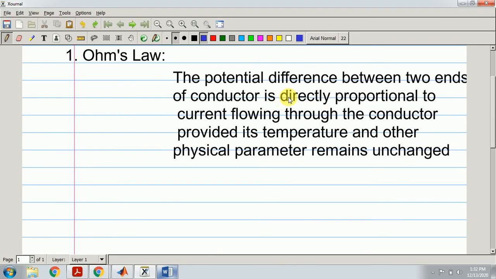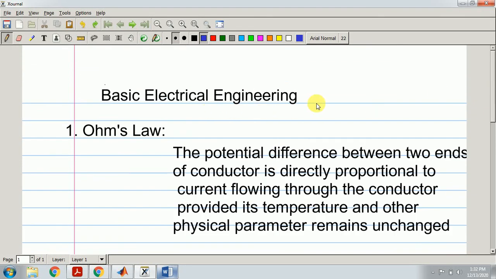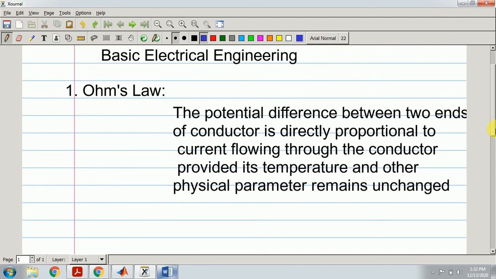So hello friends, as a part of basic electrical engineering course, we are going to learn about Ohm's law. When you have a look at the basic statement of Ohm's law, it says that the potential difference between the two ends of a conductor is directly proportional to the current flowing through it, provided the temperature and the physical parameters remain unchanged.